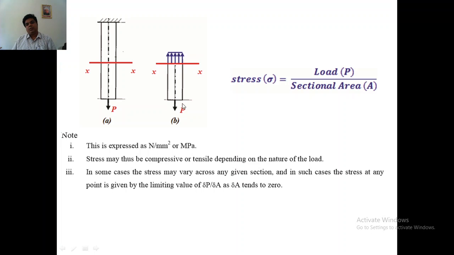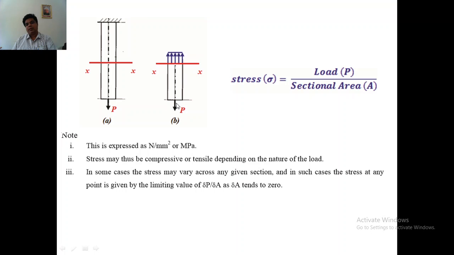And whenever you apply load on the material, it starts resisting that load. It will start opposing that load. So that resistance offered by the material over the cross-sectional area to the load applied, that is called stress. Okay, so we can define stress as the resistance offered by the material over the cross-sectional area. It resists what? It resists the load.